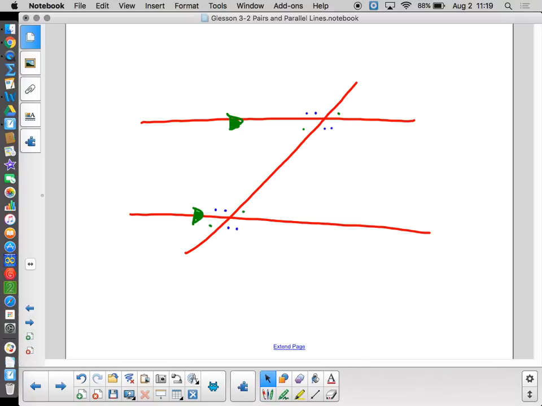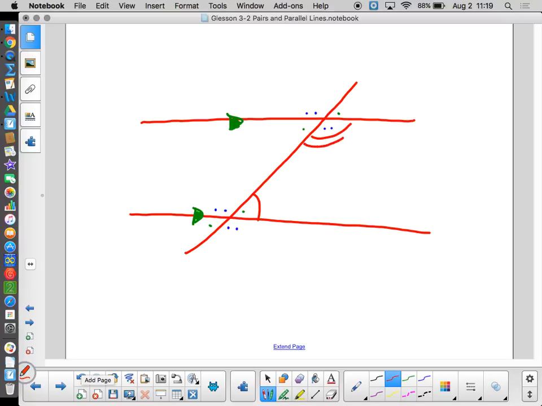And if I'm looking at a consecutive interior pair, which might be this angle and this angle, clearly they are not going to be congruent. One's acute and one's obtuse. So my other choice is they have to be supplementary, adding up to 180. So when I've got parallel lines being crossed by a transversal, any angle pair I pick is either going to be a congruent pair or a supplementary pair.